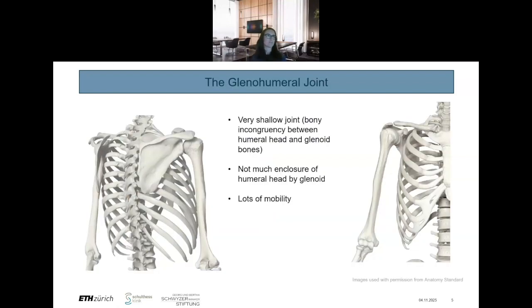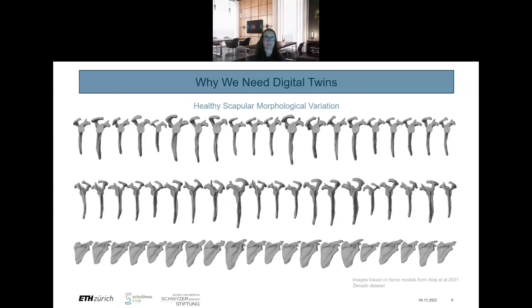To give a brief overview of the glenohumeral joint, if we compare it to something like the hip joint, this joint is very shallow. There's not a lot of enclosure of the humeral head by the glenoid, as you can see here. This facilitates a lot of mobility, but you can imagine that there's also not as much stability as in a joint such as the hip, which we need to keep in mind when we're thinking about how we model this from a simulation side, and also in terms of the challenges that pathological subjects might face in terms of joint instability.